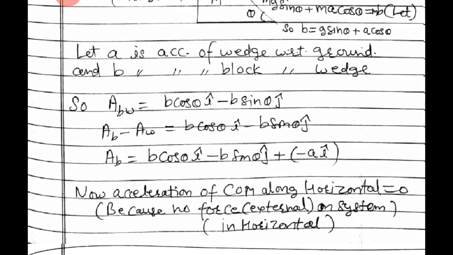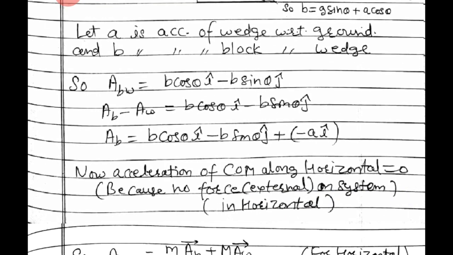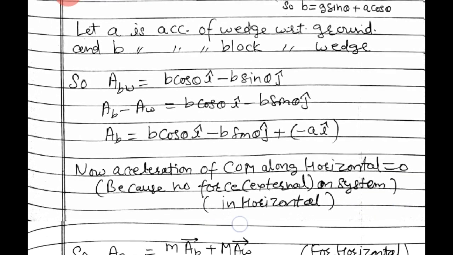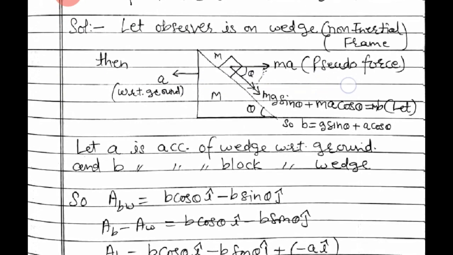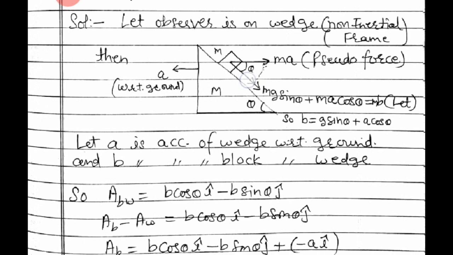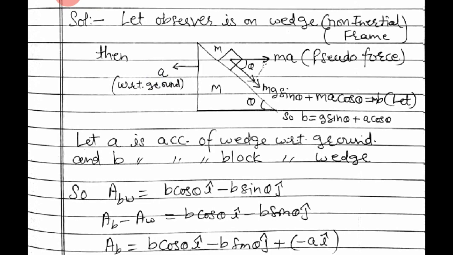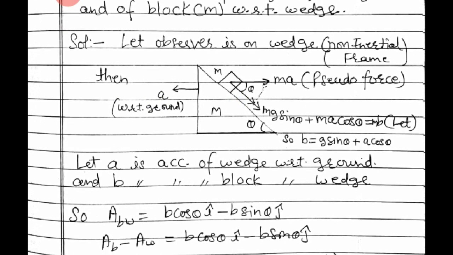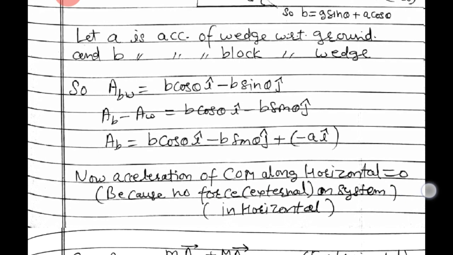Okay, now there will be no acceleration in horizontal direction of center of mass. Why? Because there is no external force on the system in horizontal direction. हॉरिजॉन्टल डायरेक्शन में कोई भी एक्सटर्नल फोर्स इस सिस्टम पर एक्ट नहीं कर रहा है, सिर्फ इंटरनल फोर्स ही एक्ट कर रहे हैं. It means center of mass will not move horizontally. Okay, it will move vertically because mg gravitational force is acting vertically downward. So in horizontal direction there will be zero acceleration of center of mass.